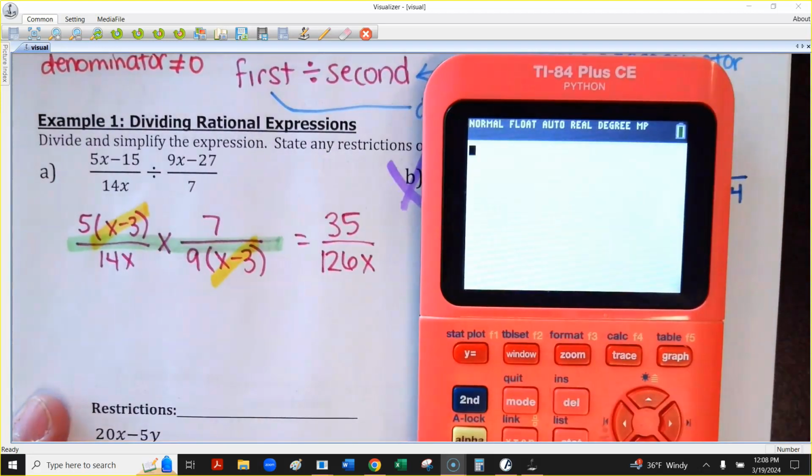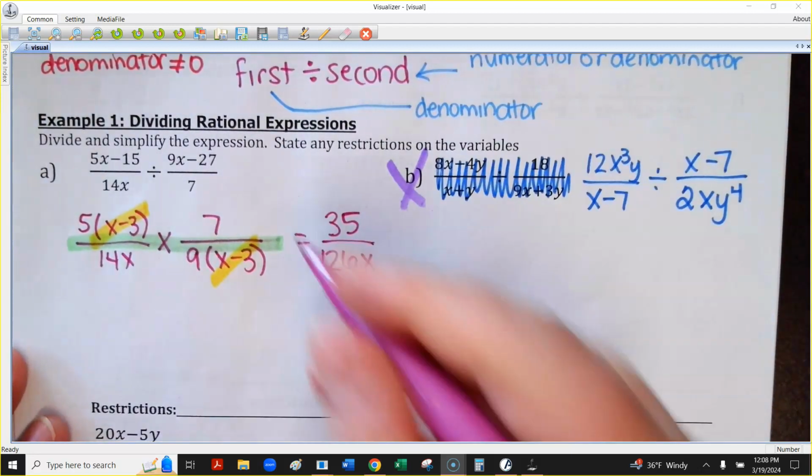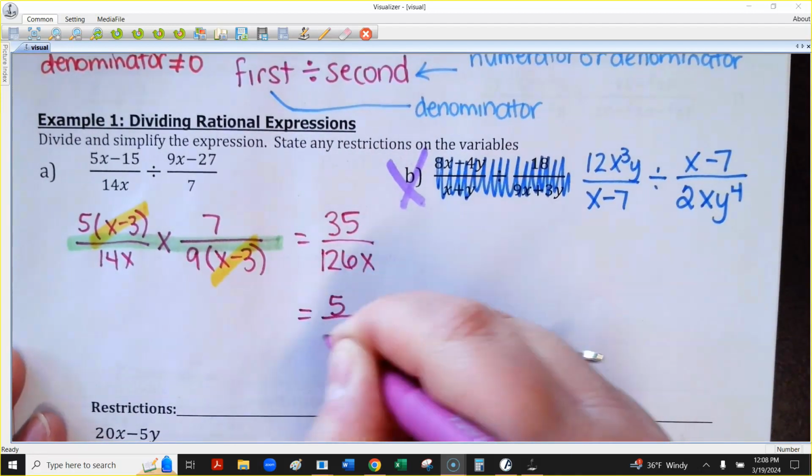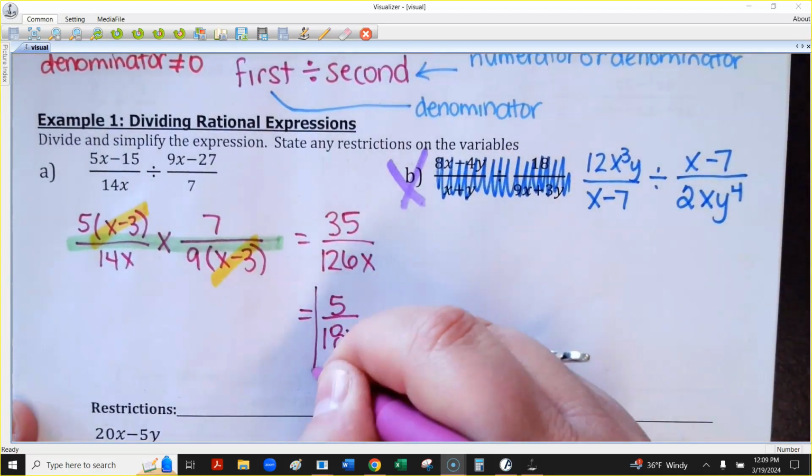And then feel free to use your calculator. I'm just going to see if I can reduce 35 over 126. And I think I can. What is that, 5 over 18? Okay, so this would be 5 over 18. You just keep the x with the denominator. So this would be my answer.